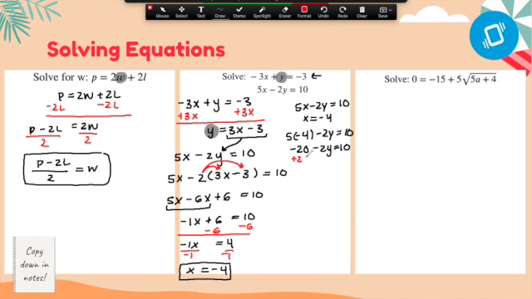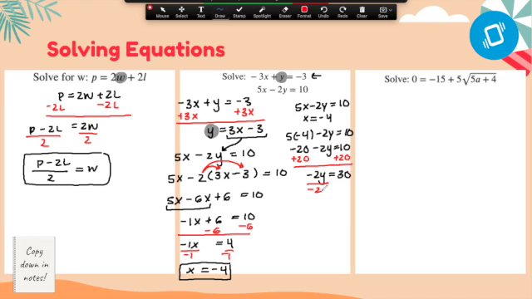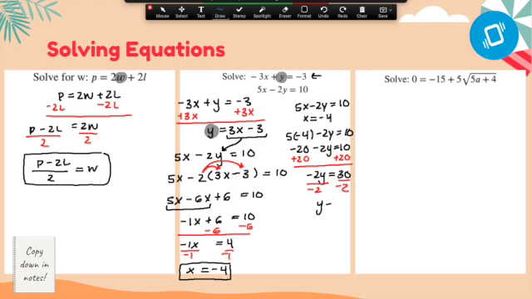So I would add 20 to both sides. When I add 20 to both sides, I get negative 2y equaling 30. And then I just divide negative 2 on both sides so that I get y equaling negative 15 as my answer. And so if you are asked to put in an ordered pair, remember that it's x comma y. So x goes first, negative 4 goes first, and then y would go last. So your negative 15 would go to the right.